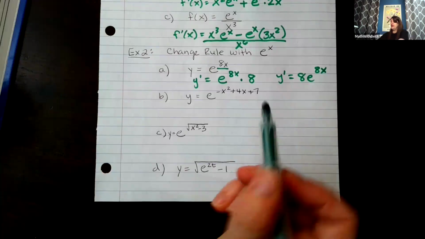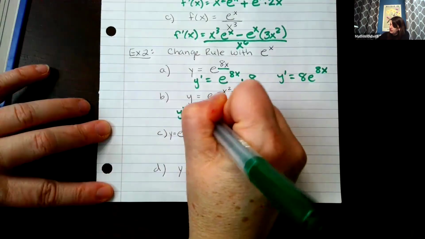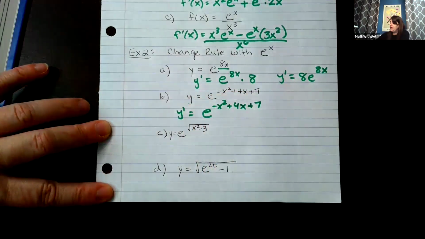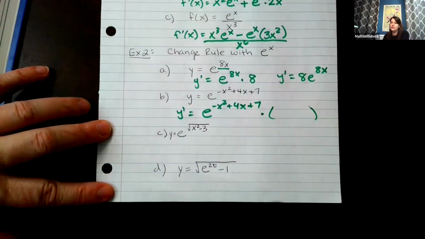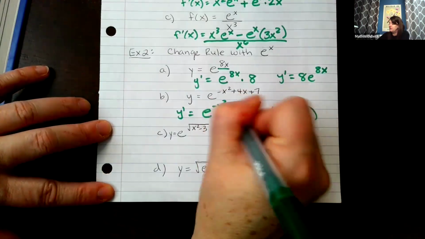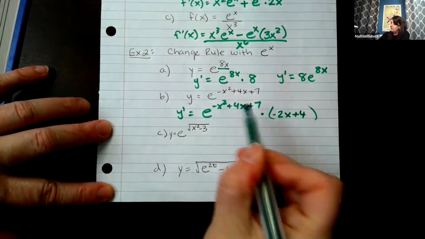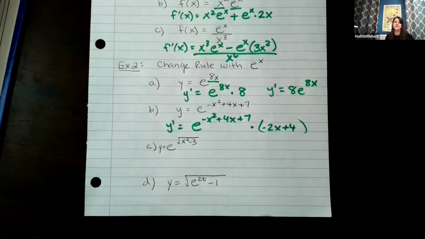So b, same thing. You see how that's a function inside a function? So for my derivative, I'm going to do e to that function, but then times the derivative of that function that was inside. So in this case, what would be the derivative of all that? Negative 2x plus 4 plus 0 technically, so I just don't need to write that.